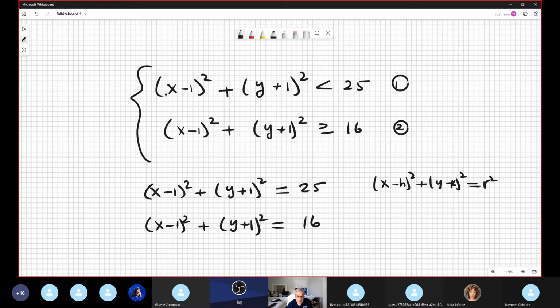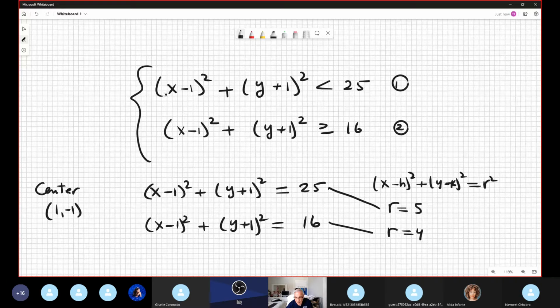But we have two circles. By the way, the circles have the same center. The center is located at the point 1, negative 1. Okay, h is 1, k is negative 1 because the formula has a minus. When you see plus, it's because k is negative 1, so double negative becomes positive. And the radius is, that's equal to 5, and that's equal to 4. But this is less than, this is inside the circle, and this is greater than or equal, this is outside.